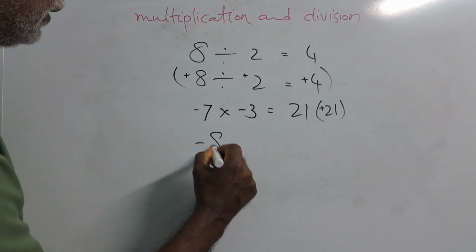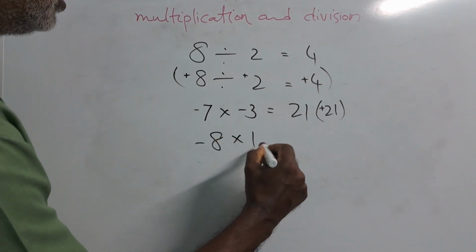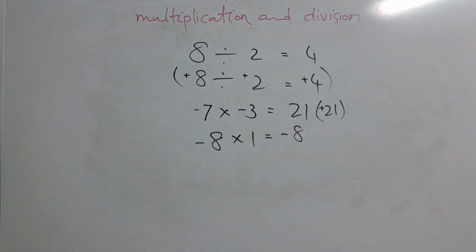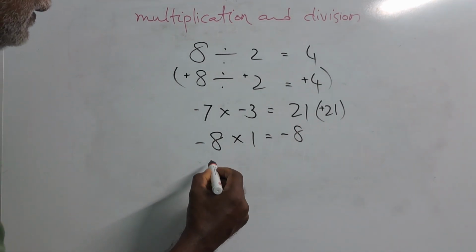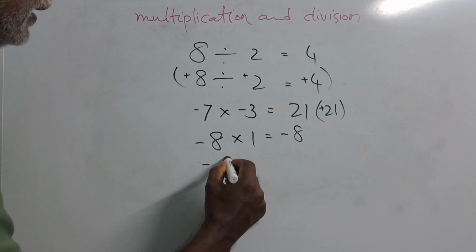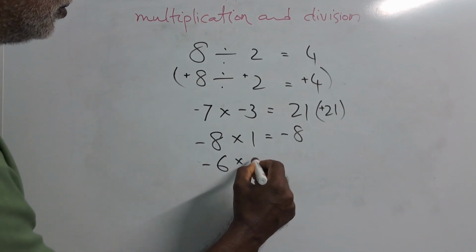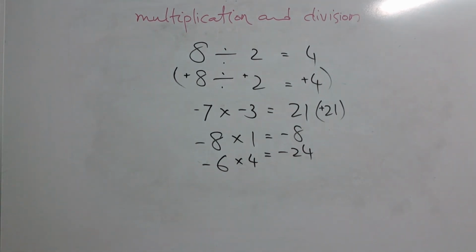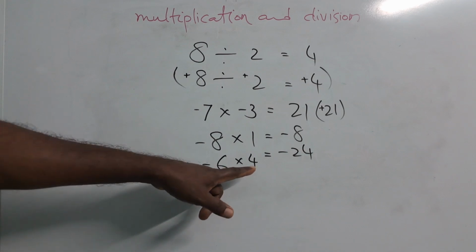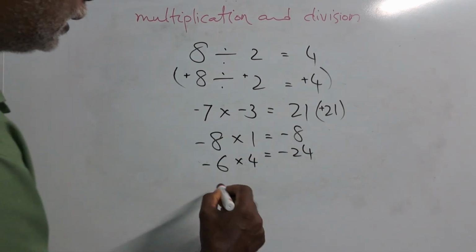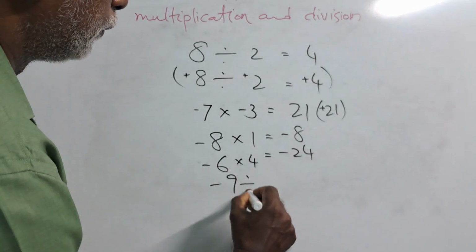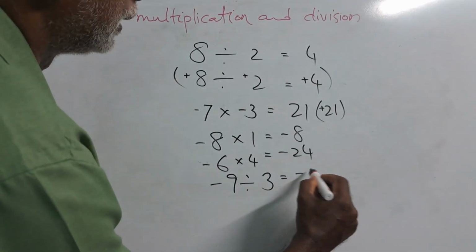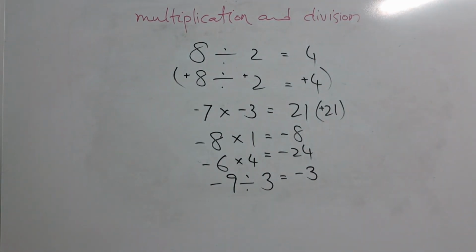See, negative 8 into 1 is negative 8. Negative 6 into 4 is negative 24, because one number is a negative number, the other is a positive number. Negative 9 divided by 3 is negative 3. Numbers having different signs divided, the answer is a negative number.